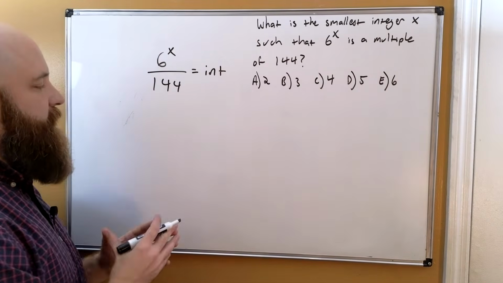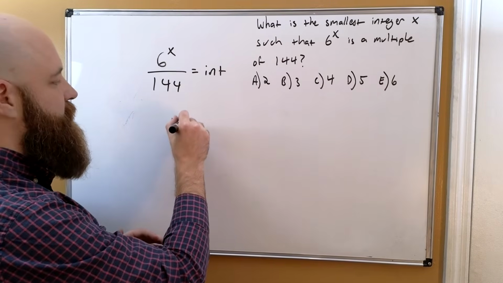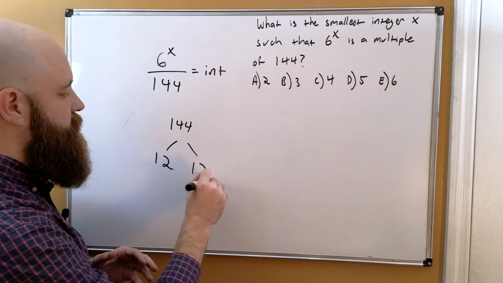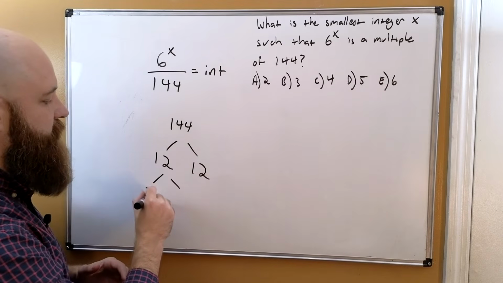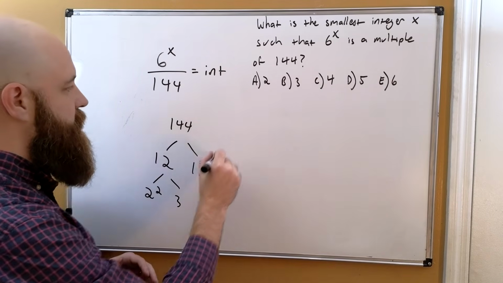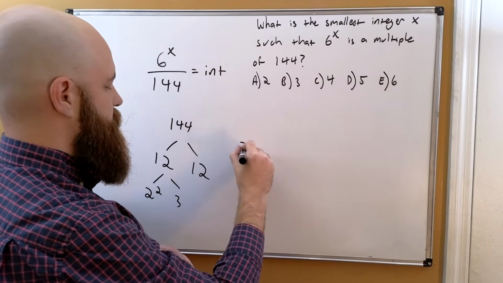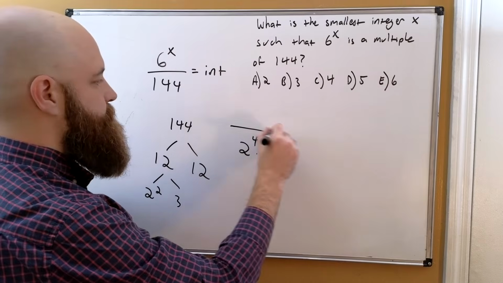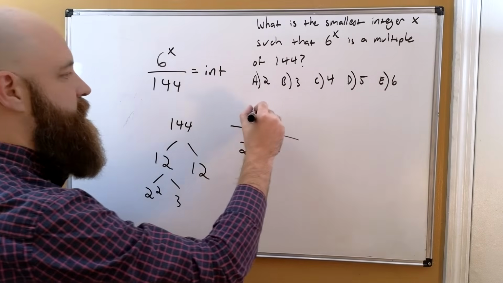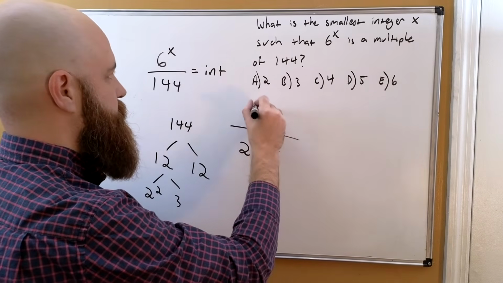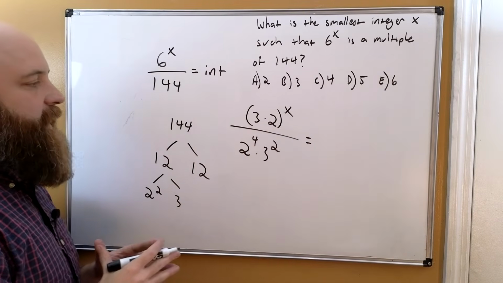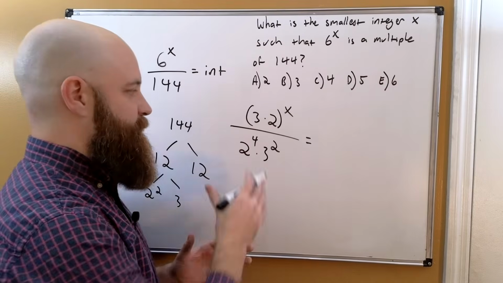So let's try that. If I write everything in terms of prime factors, maybe that'll make this easier to break down. So 144 is 12 squared. 12 itself is 2 squared times 3. So 144 is 2 to the 4th, I've got 4 2's, times 3 squared. Okay, and then 6 I could break down into 3 times 2, to the x. So, okay, here's a translation of this statement. This has to be an integer.